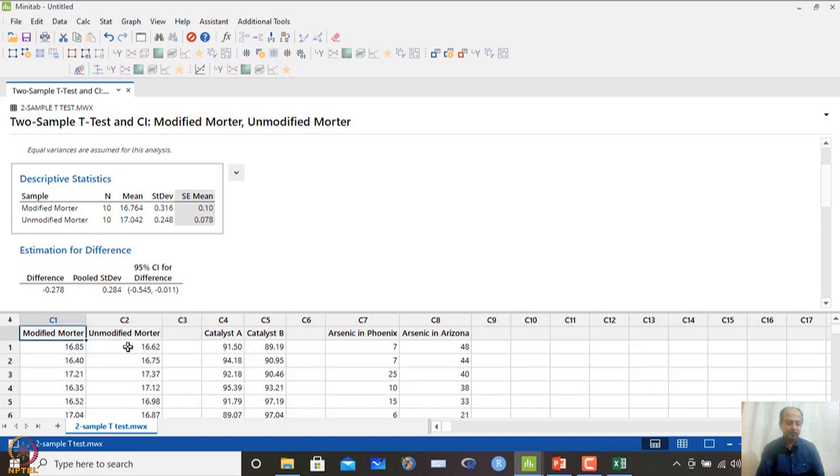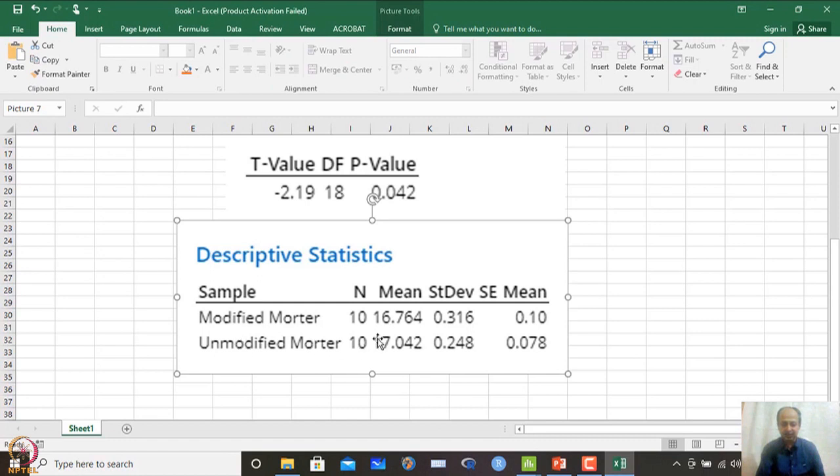So in this case, whichever strength is higher, I will go for that. The results indicate that unmodified is giving me an average which is higher than the modified one, and they are statistically different, which was proved by this p value over here. So if you have to decide which formulation to adopt, in this case I will go for the unmodified or old formulation.